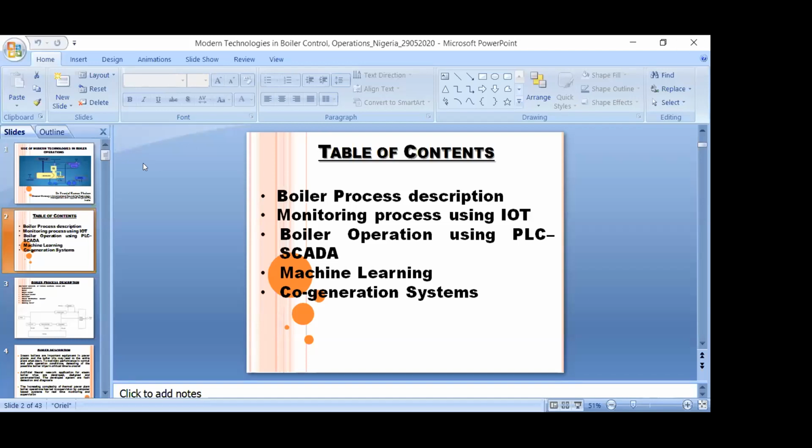Okay. So there's another question here. It says, sir, we know that water is very important as far as steam boiler is concerned for steam generation. How can we control and maintain the water quality for boiler efficiency?